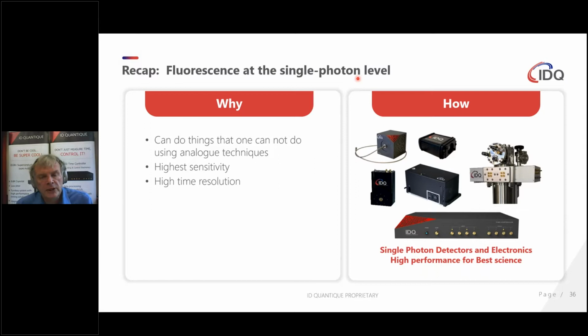Again, why do we want to do single photon fluorescence? Because we can do things that cannot be done with analog techniques, such as time-domain, time-correlated single photon counting. It is very sensitive, because a single photon is the lowest energy, the lowest photon packet you can measure. And it has intrinsically high time resolution because your fluorescence is instantaneous. You measure the instantaneous emission of a photon. Then how we do it: we combine lasers with our detectors and our electronics, and our users provide the passive optical setup.